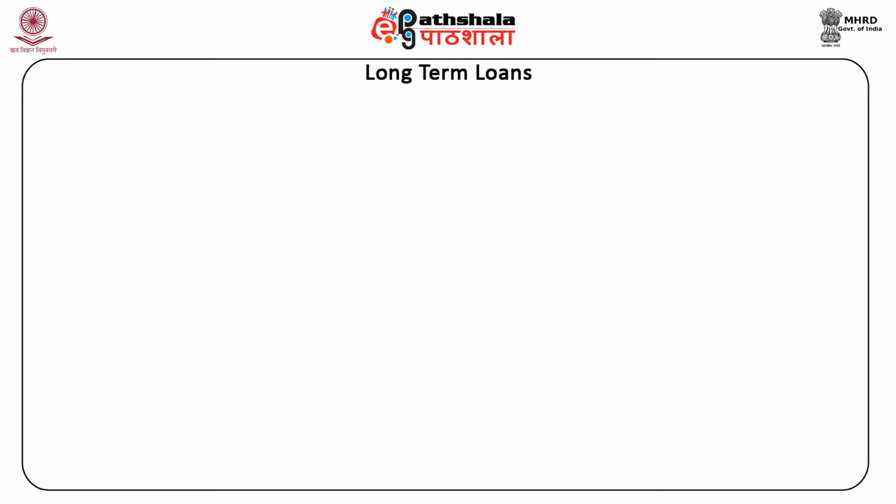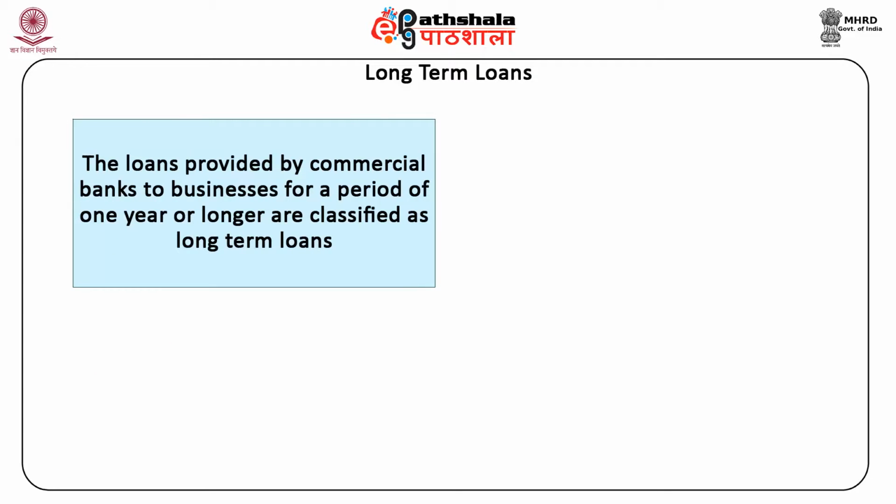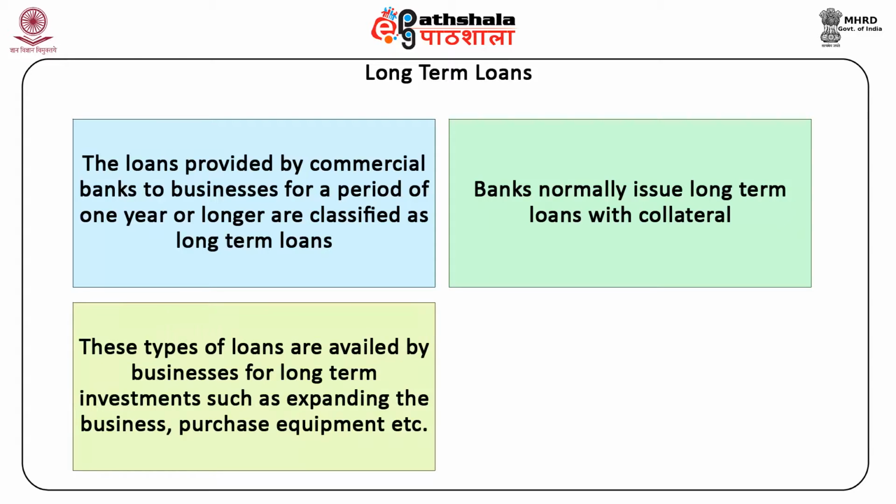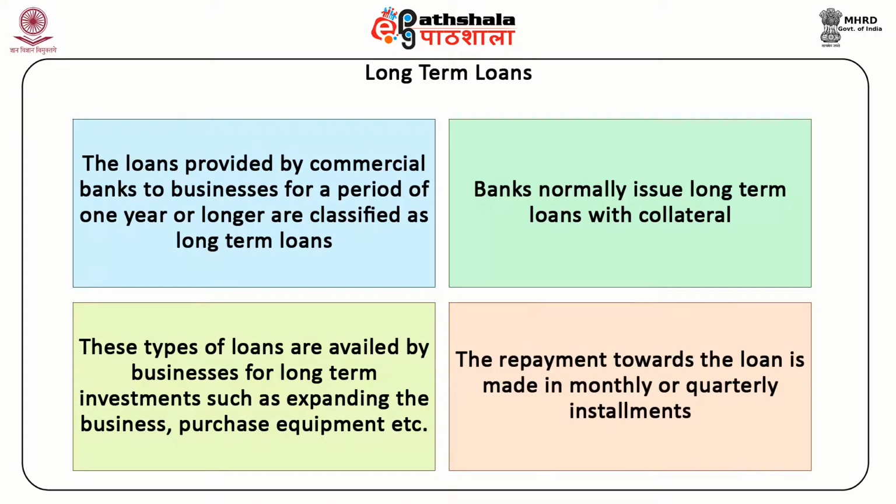Long-term loans. The loans provided by commercial banks to businesses for a period of 1 year or longer are classified as long-term loans. Banks normally issue long-term loans with a collateral. These types of loans are availed by businesses for long-term investments such as expanding the business, purchasing equipment, etc. The repayment of the loan is made in monthly or quarterly installments.